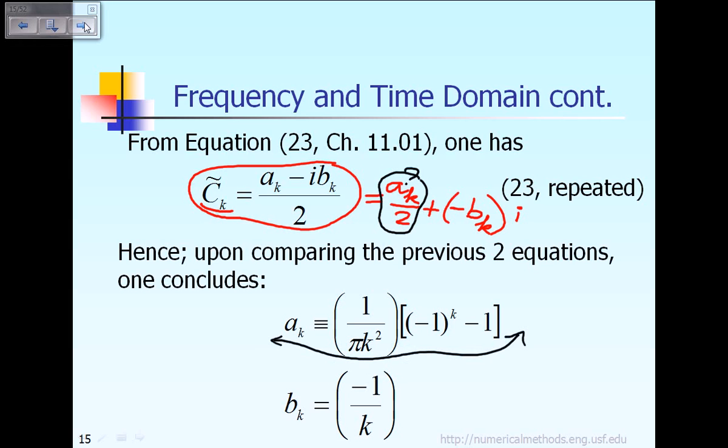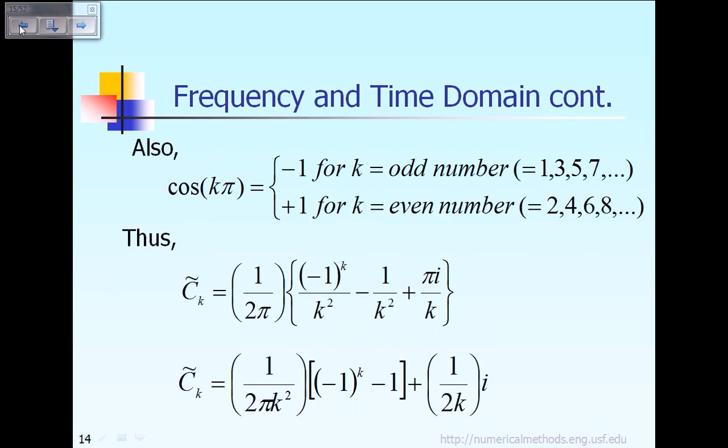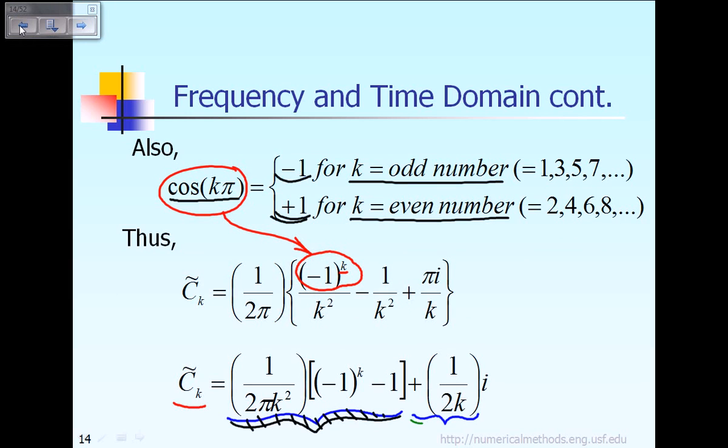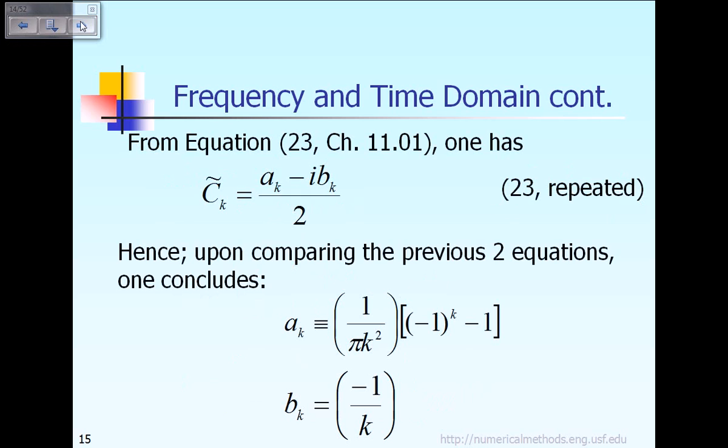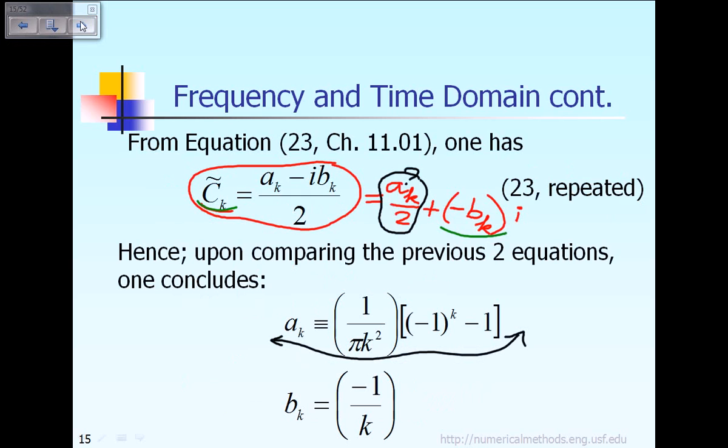Similarly, if we equate the imaginary part of c tilde k with the imaginary part of c tilde k, then we can obtain the formula for b sub k, and that formula is given right here. So now we have the formula for a sub k and b sub k expressed in terms of the integer index k.